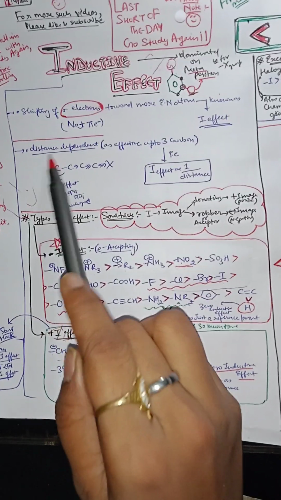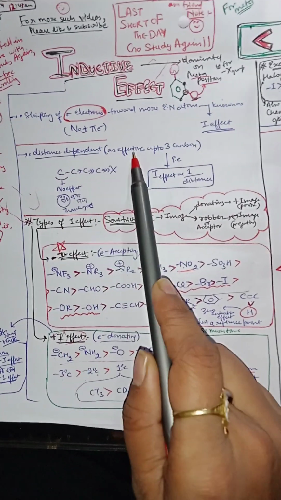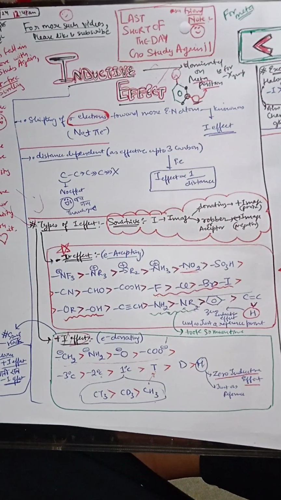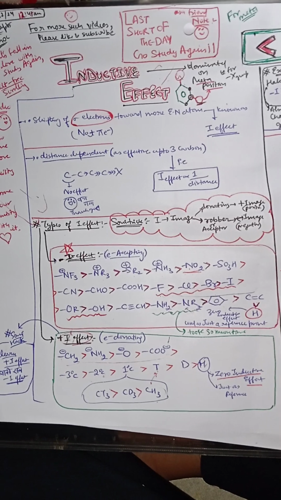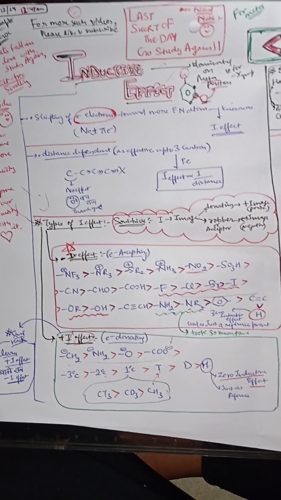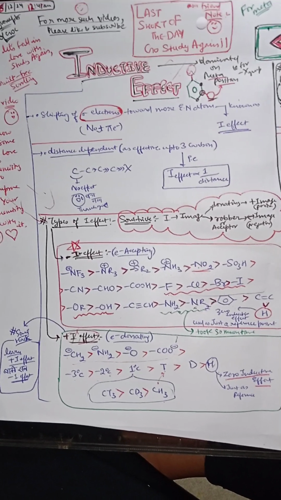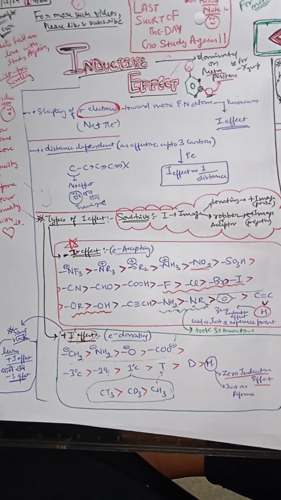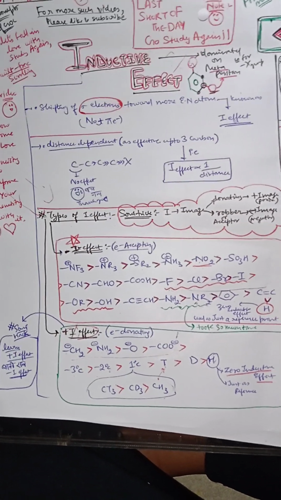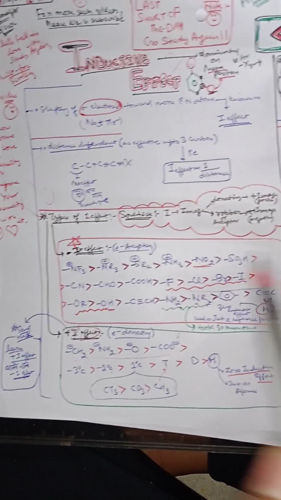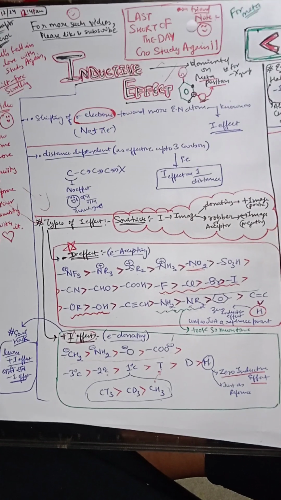And one more thing here, it is distance dependent. It is effective up to only 3 carbons, meaning in a carbon chain of more than 3, the fourth carbon will not experience the effect. It is only effective up to 3 carbons. So now the types of effect, so here it is.